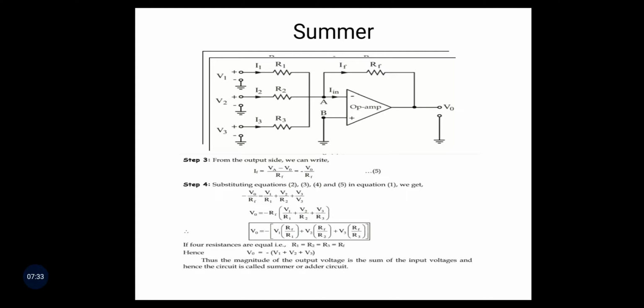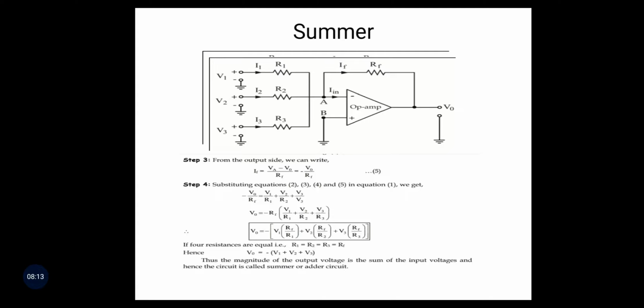If the four resistances are equal, that is R1 equals R2 equals R3 equals RF, then V0 equals minus of (V1 plus V2 plus V3). So all the voltages are added together. The output voltage V0 equals minus of (V1 plus V2 plus V3). Here we use the inverting mode, that's why we get the minus sign.